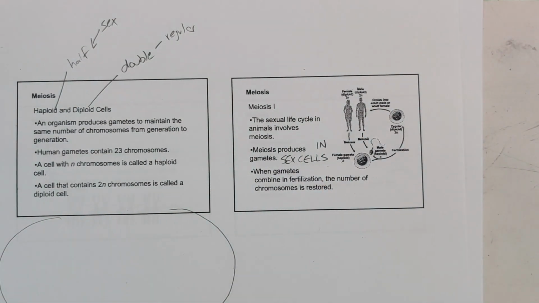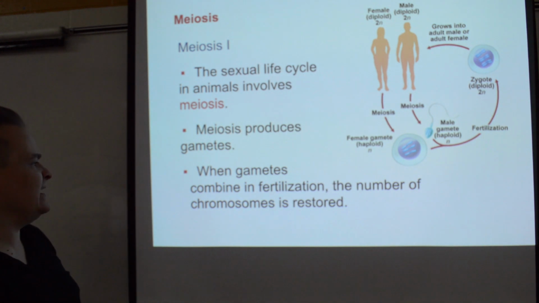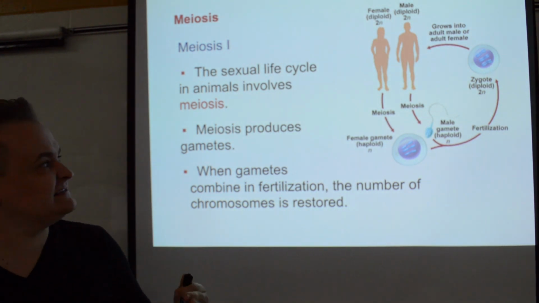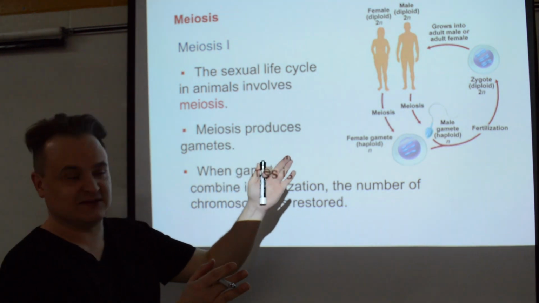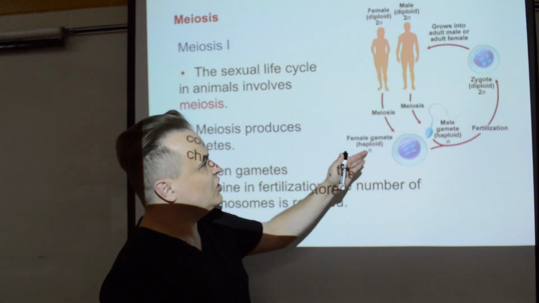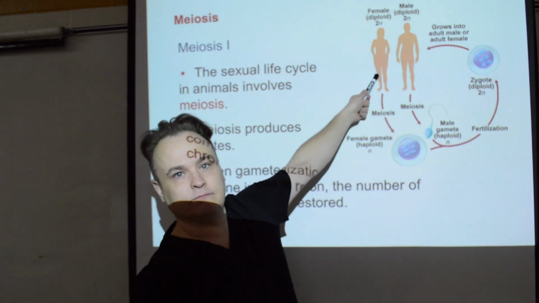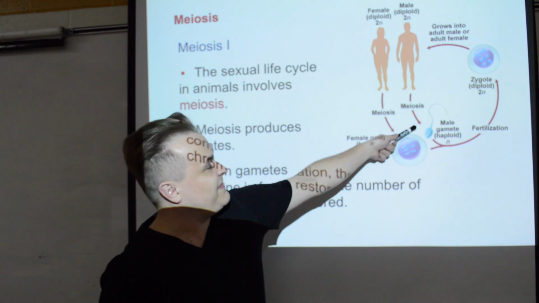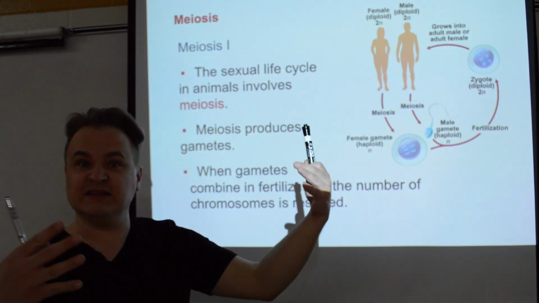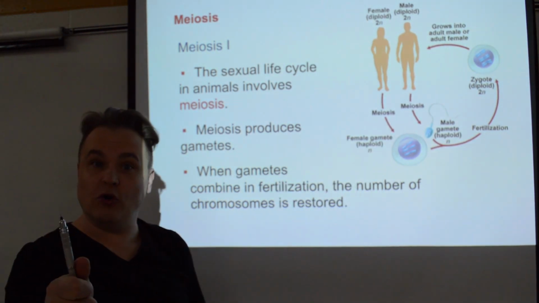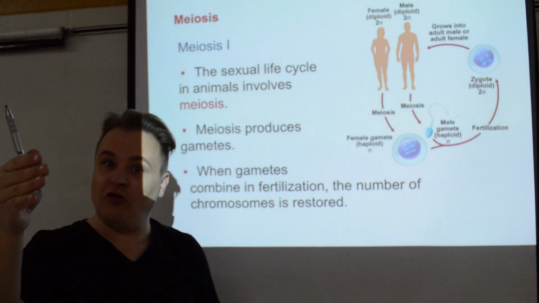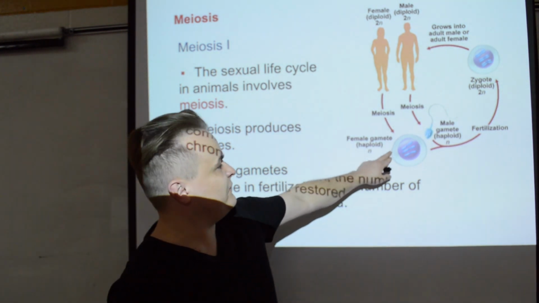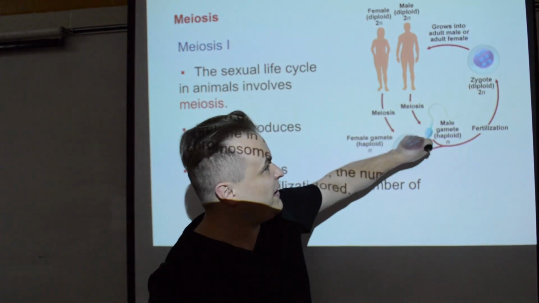They're half as big. When gametes combine in fertilization, the number of chromosomes is restored. Now take a look at this. This is a great diagram to understand how this all works. So you start off, say you've got a human, and this is the life cycle. Well, they make egg cells and sperm cells, and then they combine. When sperm and eggs combine, you should already know this. The moment they combine, it is called creating a zygote.